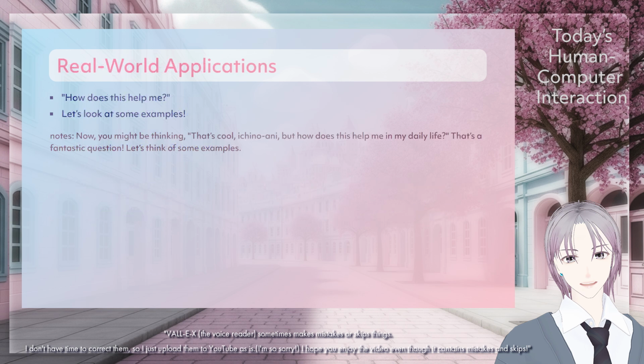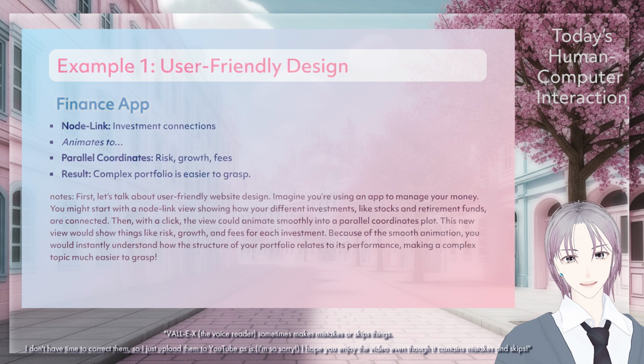Now you might be thinking, that's cool, but how does this help me in my daily life? That's a fantastic question. Let's think of some examples. First, let's talk about user-friendly website design. Imagine you're using an app to manage your money. You might start with a view showing how your different investments, like stocks and retirement funds, are connected.